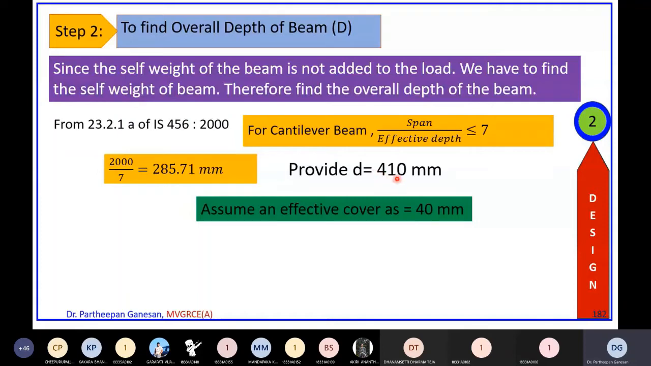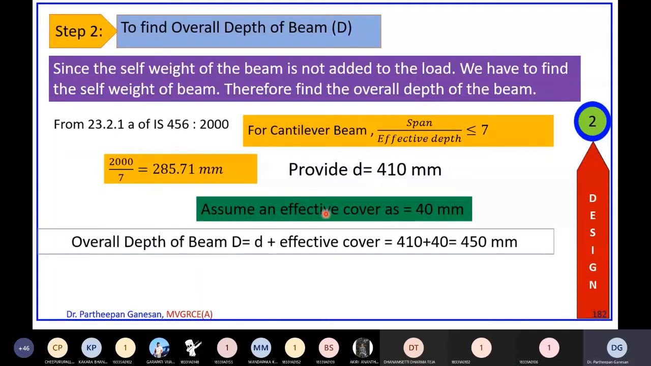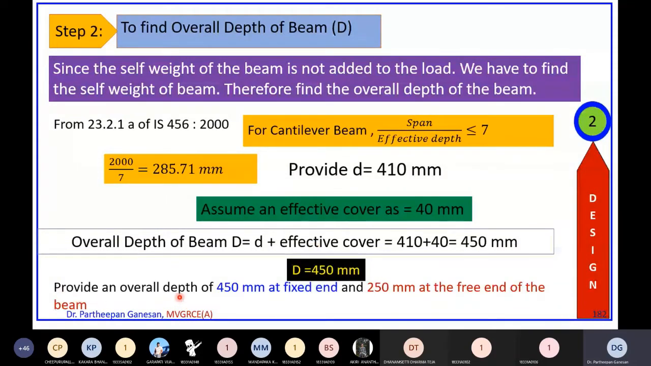So here d is 410 mm and the cover is 40 mm. So overall depth is effective depth plus the effective cover, so 450 mm. Remember, this 450 mm is required at the fixed end. At the free end, you can reduce it. You don't have to provide the same 450 mm all throughout the span. You can reduce the depth of the beam at the free end, because the free end has zero bending moment. So D equal to 450 mm is at the fixed end. That's why I have written here: provide 450 mm at the fixed end and 250 mm at the free end of the beam.